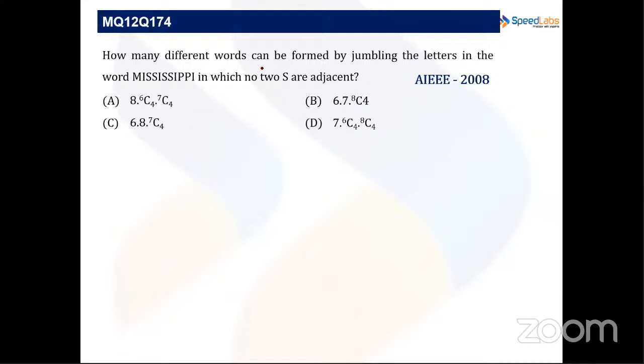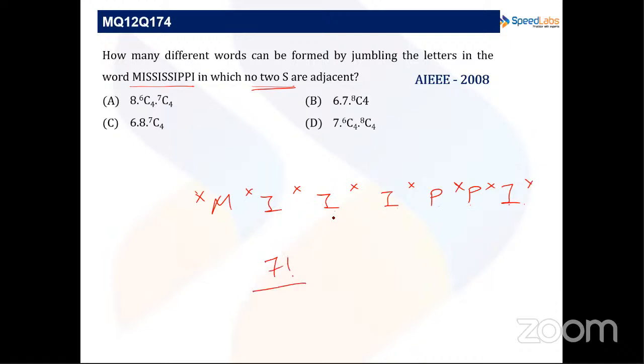In how many different words can be formed by jumbling the letters in the word Mississippi in which no two S are adjacent? So we are having M, I, I, P, P, I, and we have to jumble them in such a way that no two S are together, so S cannot occupy adjacent positions, but they should be in between all these alphabets. So in how many ways can we arrange these? 1, 2, 3, 4, 5, 6, 7.